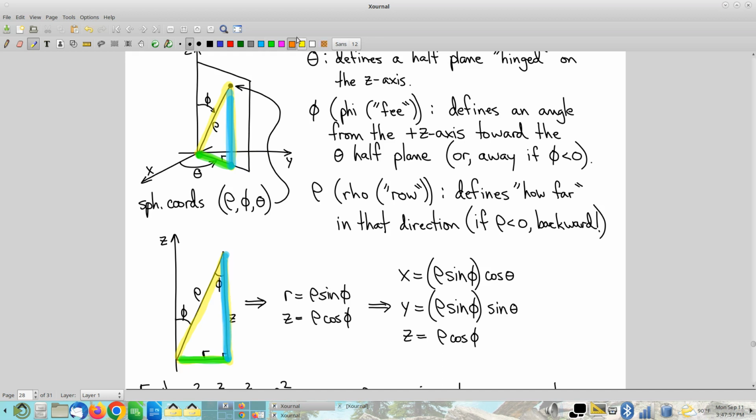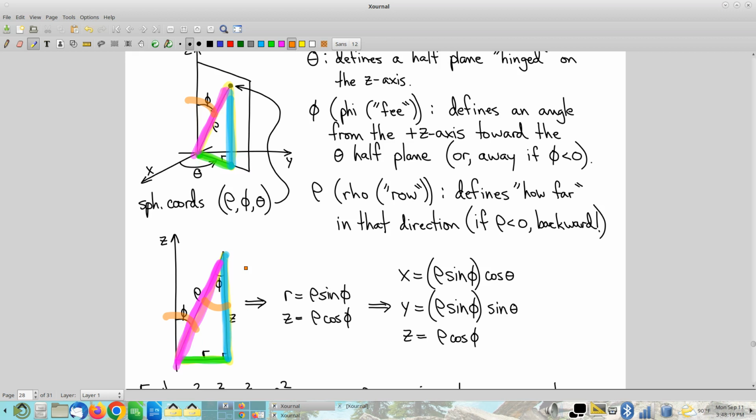Notice further that rho, being that coordinate, is the hypotenuse. And phi, being that angle, is also that angle.